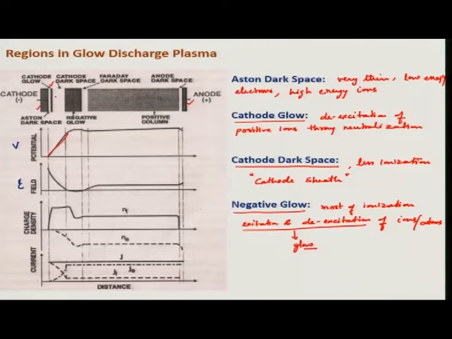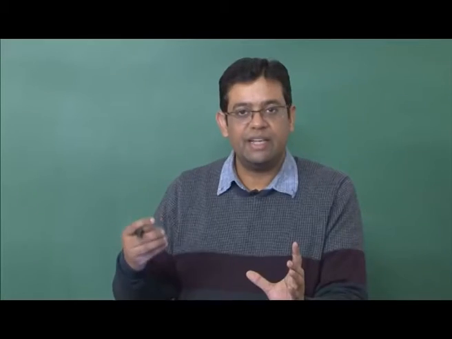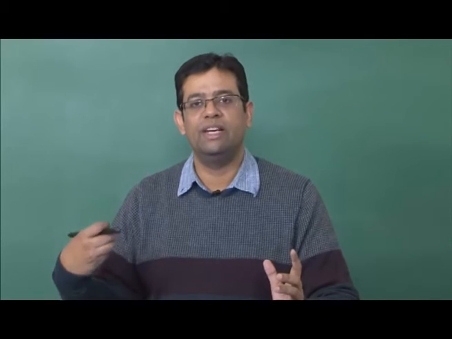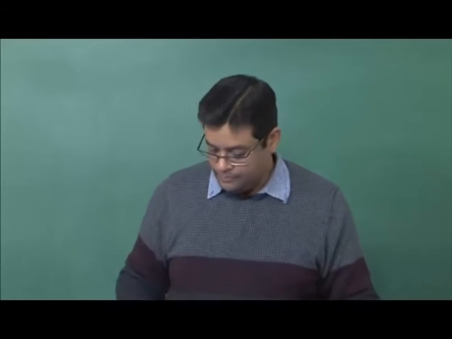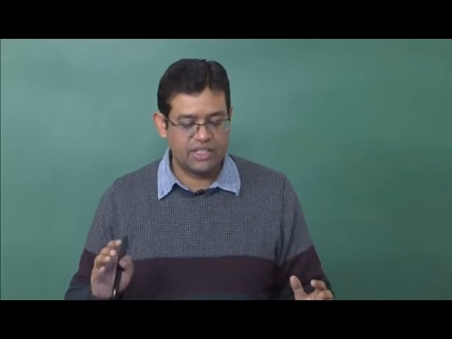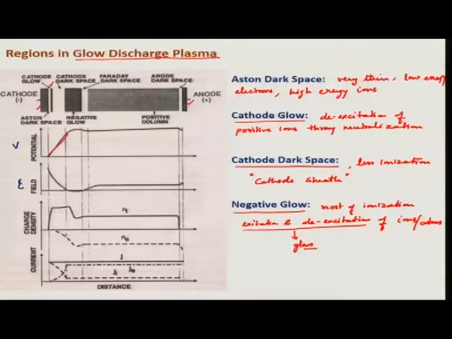The positive column is somewhere away from the plasma, it is a no glow region, there is not much happening there, just many low energy positive ions are present there. So, these are the different regions of a glow discharge plasma which is usually used in thin film deposition, and for the sputtering process we will see that most of the time we only talk about the region up to the negative glow, from the cathode to the negative glow region.